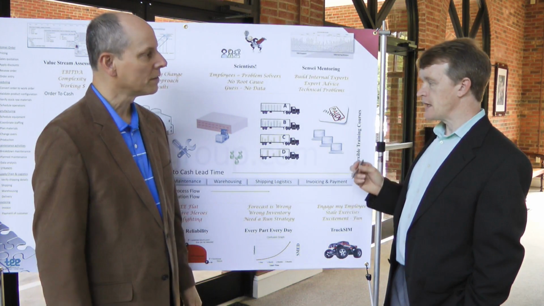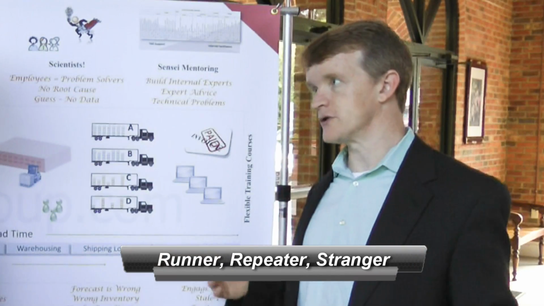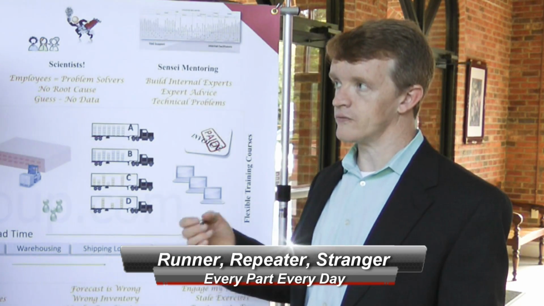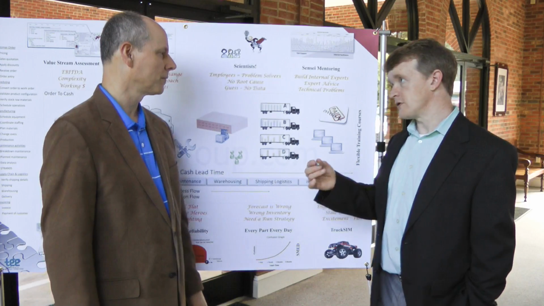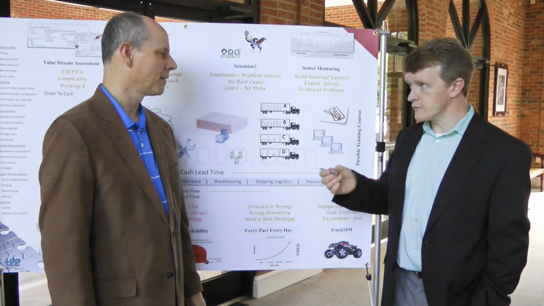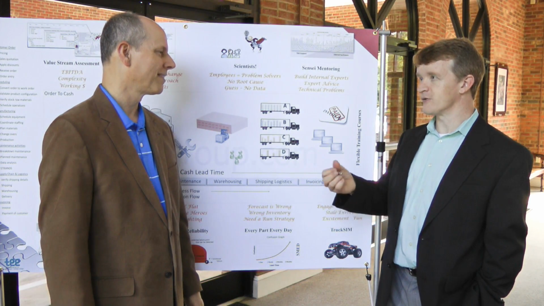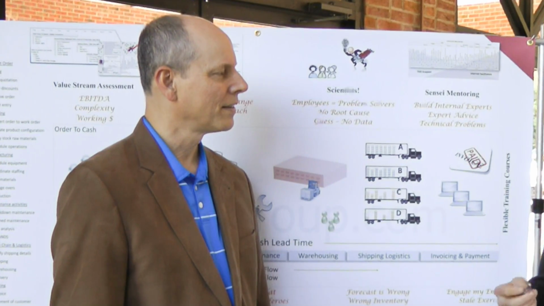It's a great question. What we're going to do is actually approach this with a runner, repeater, stranger analysis and actually use some statistics to figure out really what are your finished products that are stable enough that you can actually put in stock. The other ones that are actually repeaters or strangers, statistically, we're going to say run those to order to make sure that you don't put those in inventory.